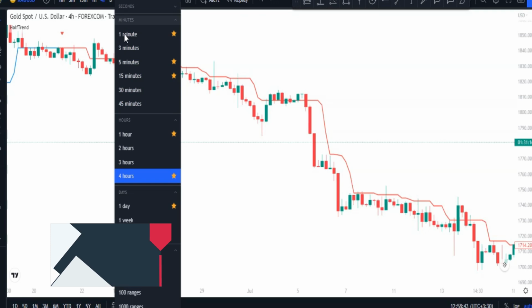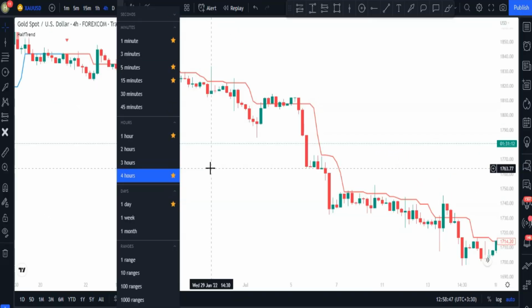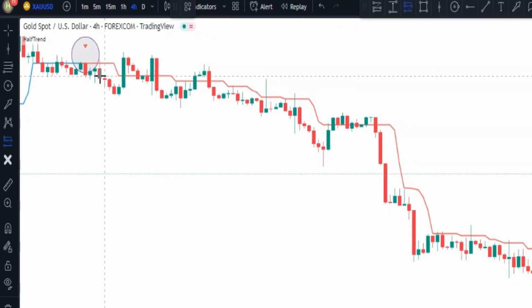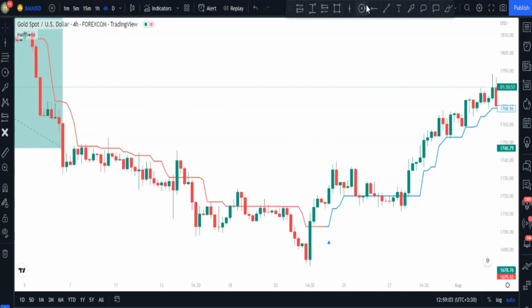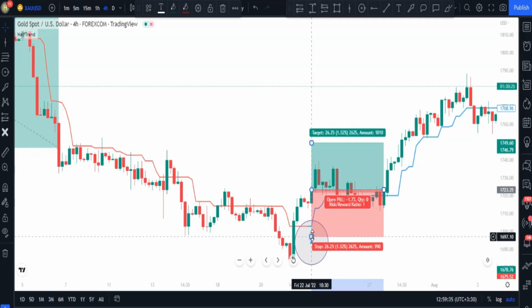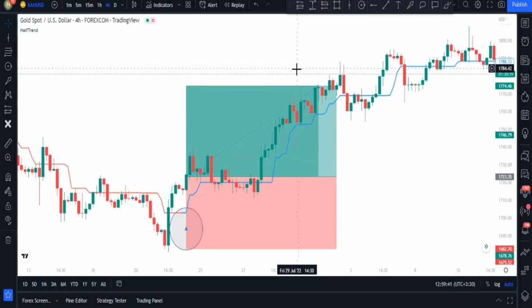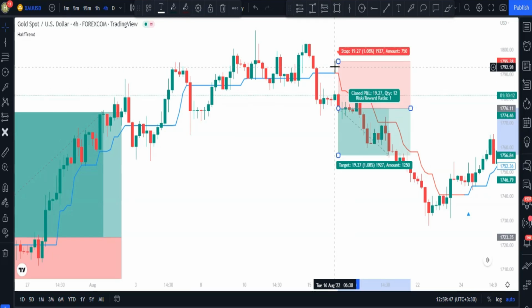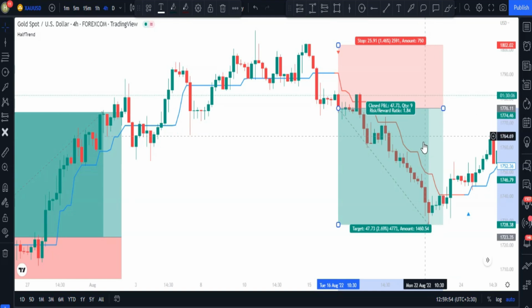Now let's see some trading examples on other time frames. This is gold 4-hour time frame and there's a short signal here at the best price. This signal is a buy signal. And as you can see, this buy signal was also profitable. Check out the next one, which is a short signal, and this short signal is also gonna be a profitable trade.